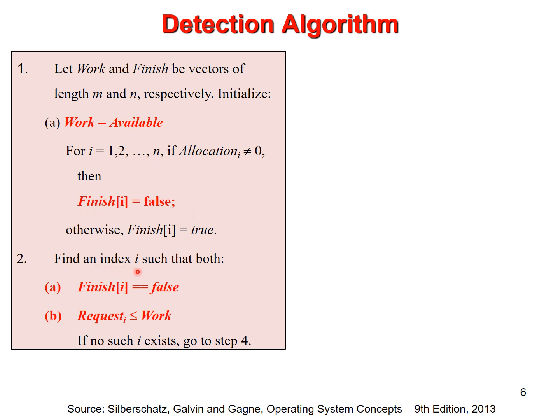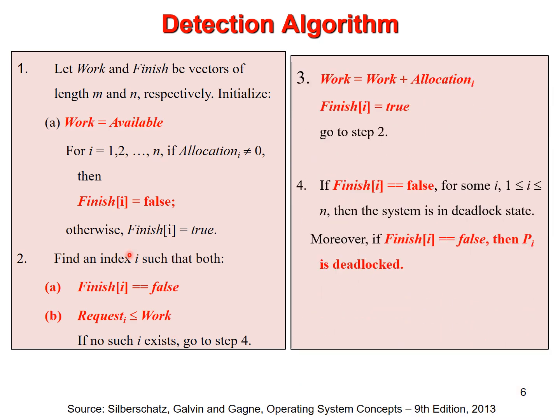We need to find an index i such that Finish[i] is false, and also Request of i is less than or equal to Work. Then Work is equal to Work plus Allocation, and we change Finish[i] to true. We go to the second step and repeat it. In case in the second step we are not able to find such an i value, we need to go to step 4. In step 4, if Finish[i] is false for some i, then the system is in a deadlock state. Moreover, if Finish[i] is equal to false, then Pi is said to be in a deadlock state.